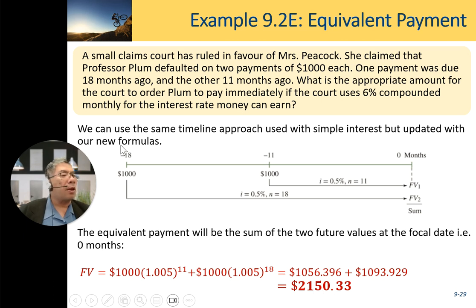Okay, so once you put that in, you got the numbers, you're going to find the number here is 2150.33. Okay, remember the logic here, just do the timeline. The first one is minus 18, the second one is minus 11. You plug in, you get 2150.